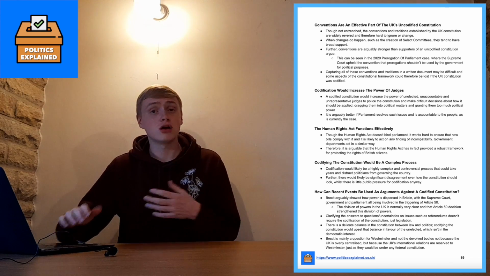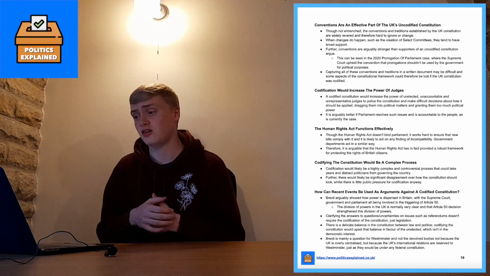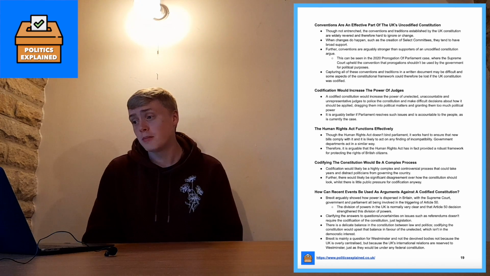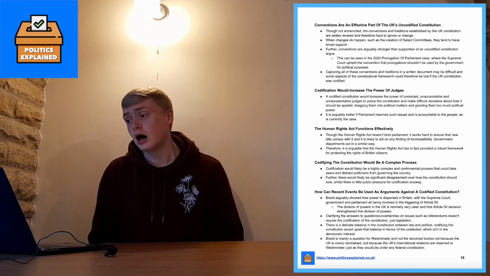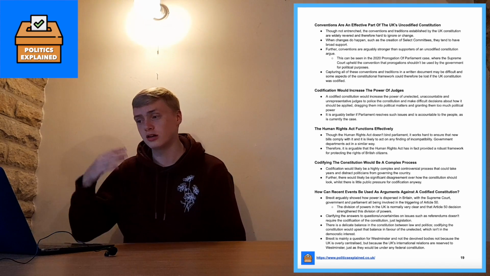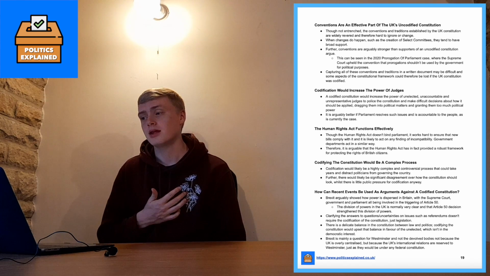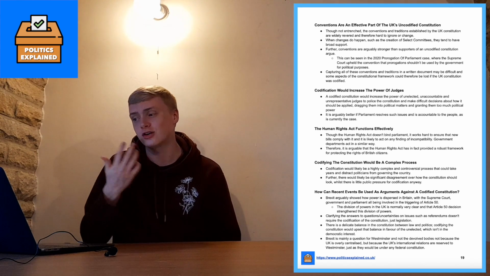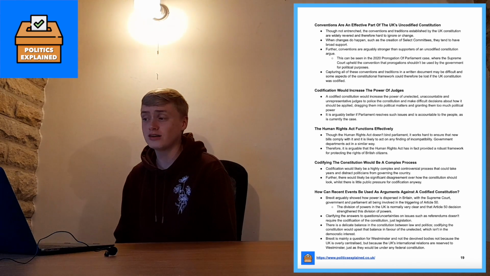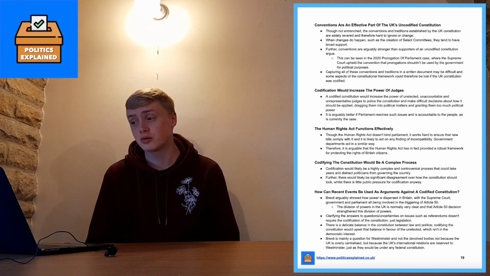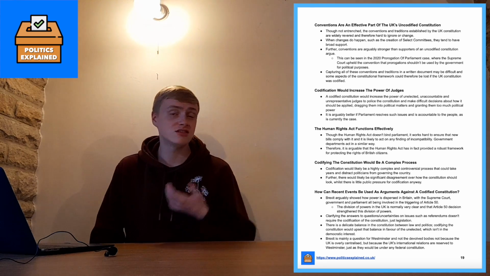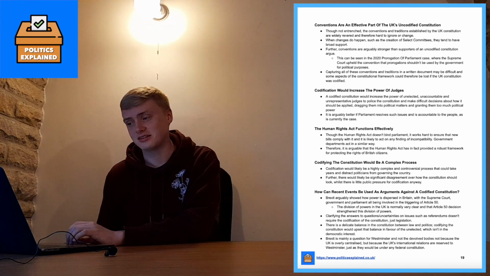Secondly, in relation to rights and whether there should be a British Bill of Rights with the codification of the constitution, it can be argued that the Human Rights Act functions effectively. It maintains parliamentary sovereignty, but is very effective. It has strong persuasive influence in ensuring that bills comply with it, and Parliament is likely to act on any finding of incompatibility. Therefore, it's argued that the Human Rights Act has in fact provided a robust framework for the protection of the rights of British citizens, and therefore a British Bill of Rights isn't necessary.